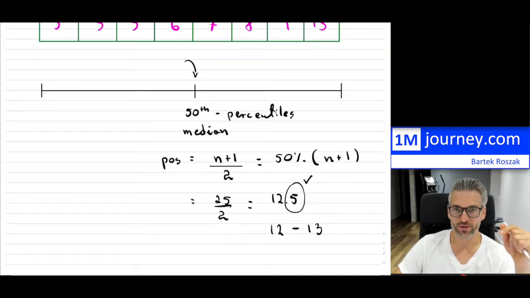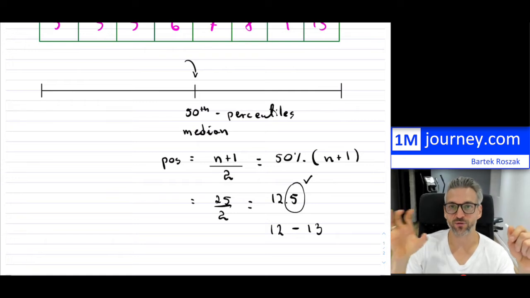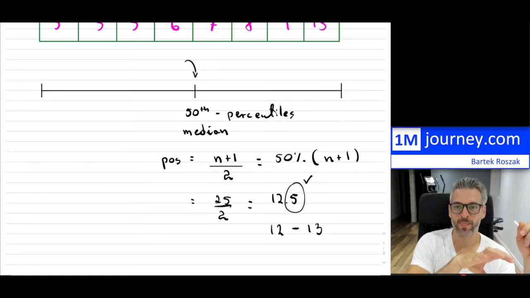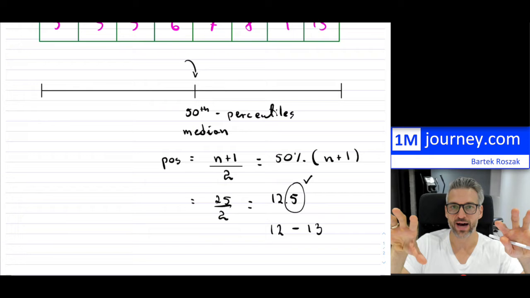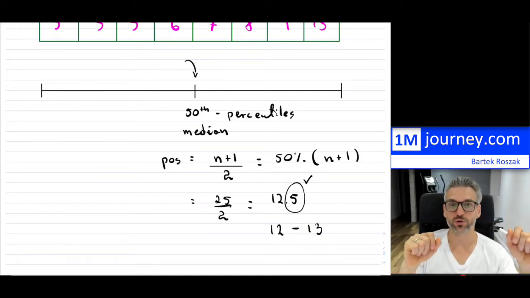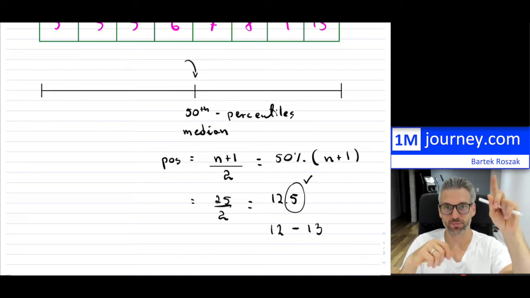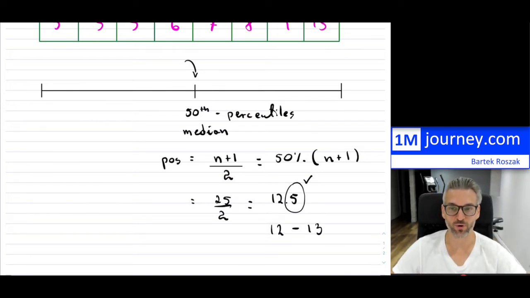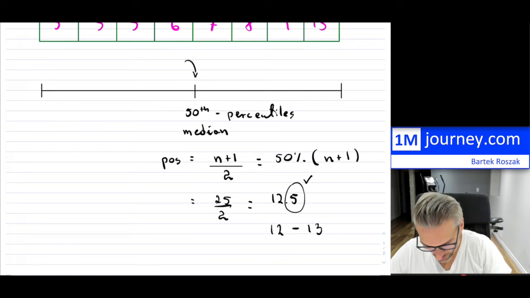So quartiles divided our data set into 4 quarters. Median divided it into 2 halves. Quartiles divided it into 4 quarters. So that video on quartiles, I'll put a link up above there. It's worth watching beforehand. So here what we had was that we had divided it into 4 quarters.